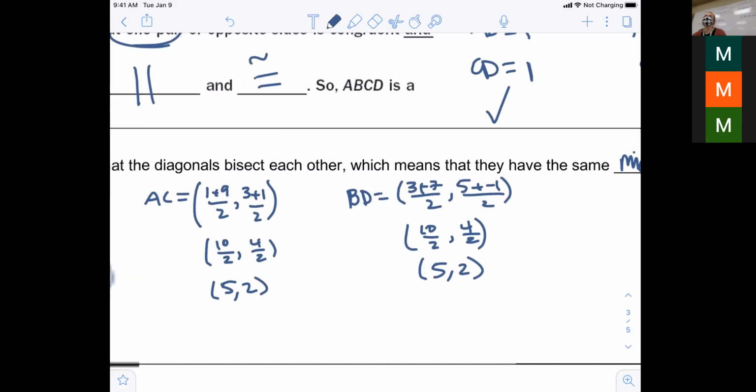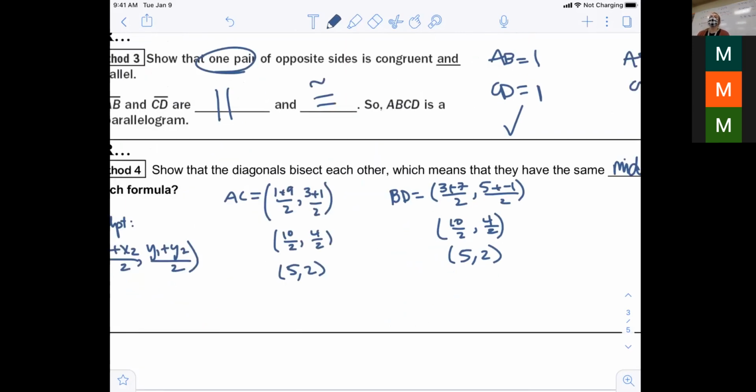Did you guys get 5, 2 for the one that you did? Yeah. Perfect. I think that's the easiest one. So I know personally, I would prefer to do that method. But if I ask you on a quiz or test, you have to do whichever one I tell you.